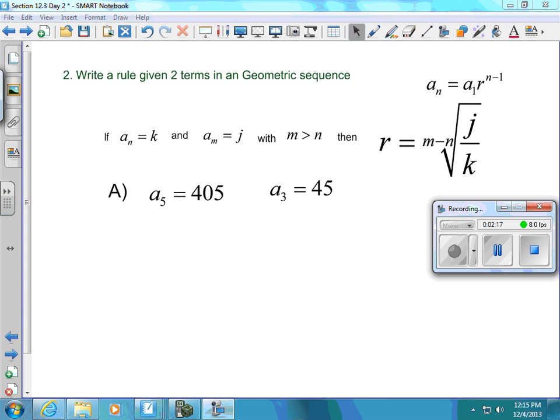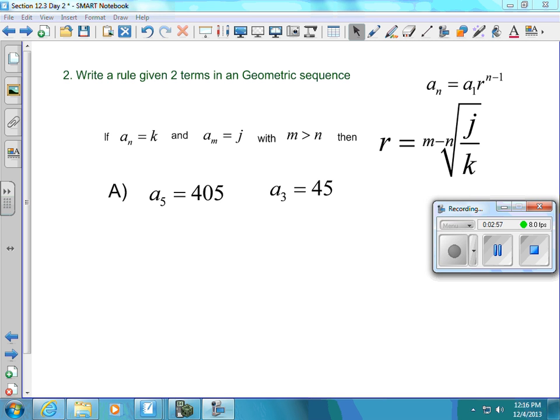Okay, so here is a situation where we have two terms, and that's it, no r. We have a formula for r if we have two terms. It looks kind of complicated, but it's not so bad. If a sub n equals k and a sub m equals j, with m greater than n, then r is equal to the m minus n root of j over k. So basically, m is the bigger term here, because we don't want to have a negative exponent.